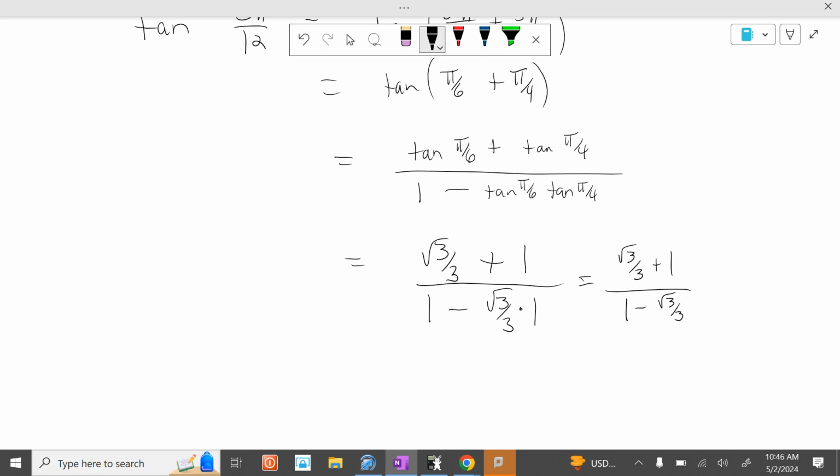Okay? So, can I get rid of my fractions really easily? Multiply the top and bottom by 3. See how I showed it in both places? Because it's 3 over 3, which is 1. So it's a square root of 3 plus 3 over 3 minus the square root of 3.